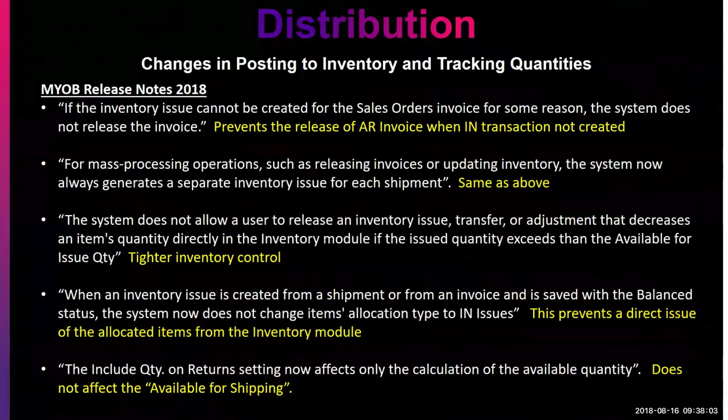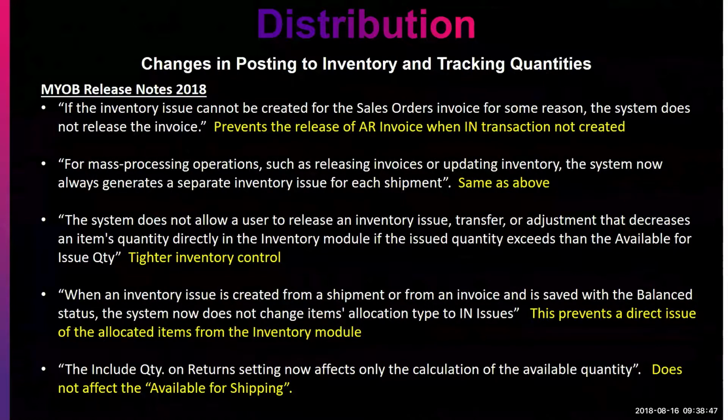But basically, if you have, say, 20 on hand, and you've raised a shipment for, say, 10, but you haven't released it, you haven't done the invoicing for that 10 yet, the system will not let you go in and do an inventory transfer or an inventory issue for the balance, which is 10. So it won't let you take 12 out because it says no, you can't do that. The available for issue, which is the on hand minus the ship quantity, you haven't got sufficient in there.